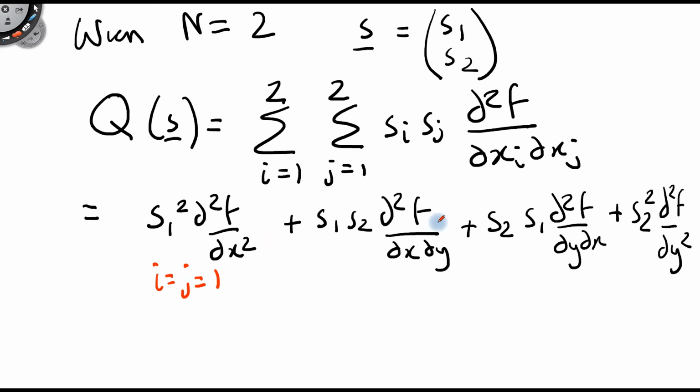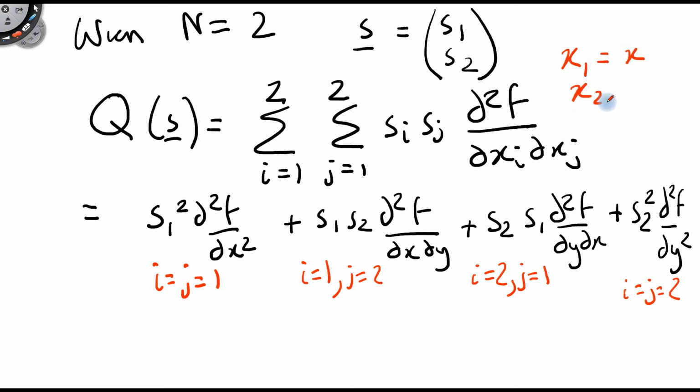And then let's just write the other one, which is i equals j is 2. And then you have the in-between values, which is i equals 1, j equals 2, i equals 2, j equals 1. And of course x1 is simply x, x2 is simply y. Let's just write that out. So x1 is x, x2 is y in that notation.